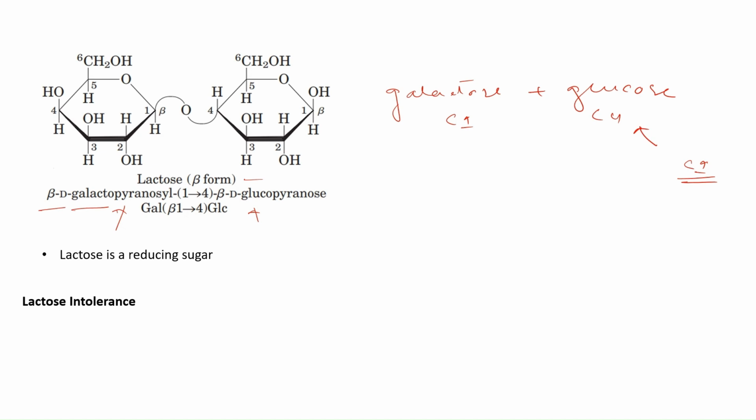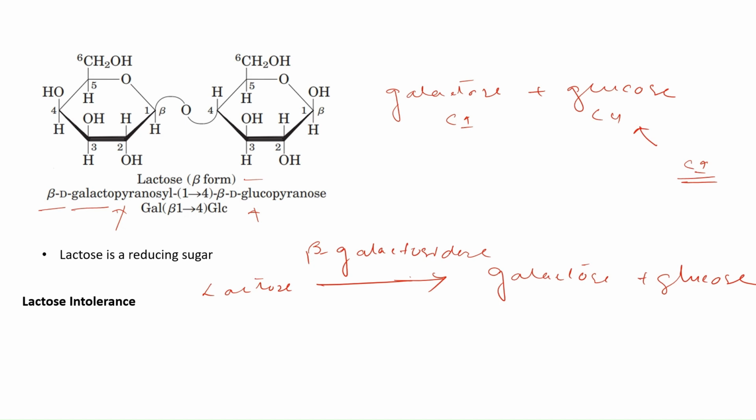Now one more term is lactose intolerance. You might have heard some people are lactose intolerant. So what do we mean by lactose intolerance? Lactose is found in milk, so whenever we drink milk, lactose enters our body. In our body, we have an enzyme called beta-galactosidase. This beta-galactosidase degrades lactose into galactose and glucose. This galactose is broken down again into glucose through enzymatic reactions. This glucose is a source of energy.